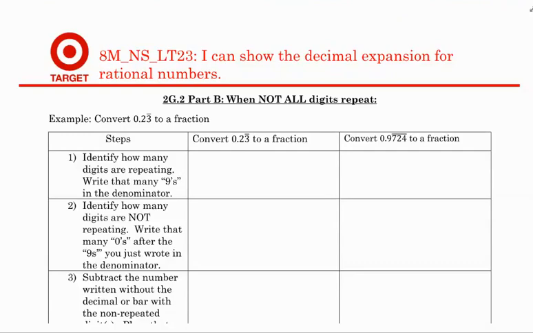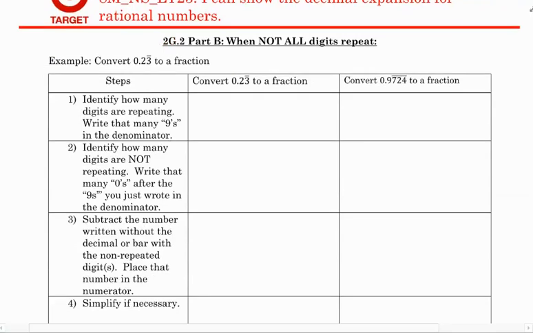So when you do not have all the digits that repeat, the first thing you want to do, and again, this is the shortcut way. There is definitely a reason why this all works. However, due to timing, we are going to look at the shortcut way, and then in a future video, we'll learn exactly why this works. So we're still going to use that idea that nines in the denominator allow us to identify repetition. So you're going to identify how many digits are repeating.